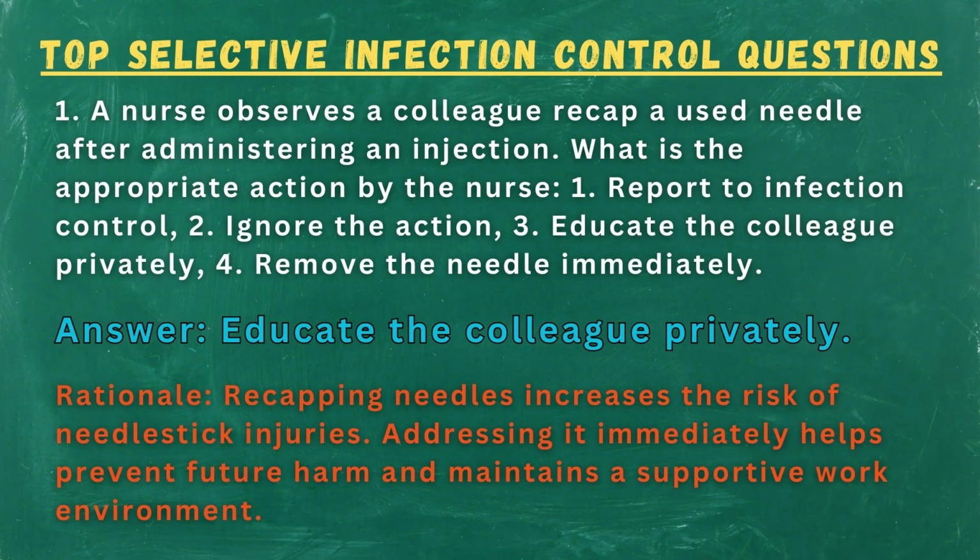1. A nurse observes a colleague recap a used needle after administering an injection. What is the appropriate action by the nurse? 1. Report to infection control. 2. Ignore the action. 3. Educate the colleague privately. 4. Remove the needle immediately. Answer: educate the colleague privately.